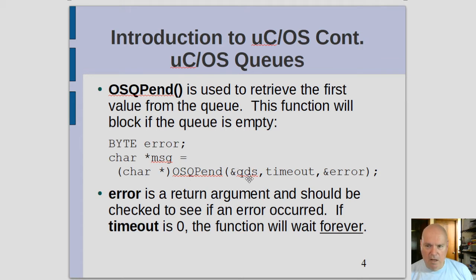The arguments here are a pointer to our queue data structure, a timeout value. Again, that's normally zero, which will wait forever, and then a return argument that we use to check for the error status. So we have to pass a pointer to a byte data type.